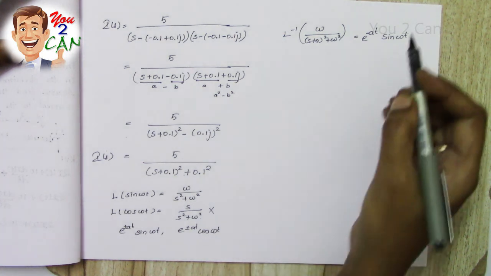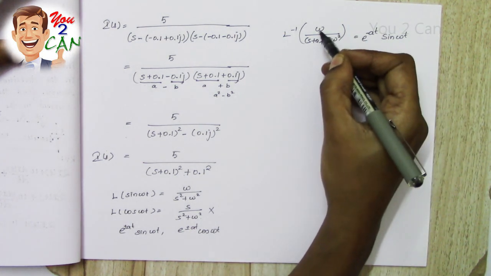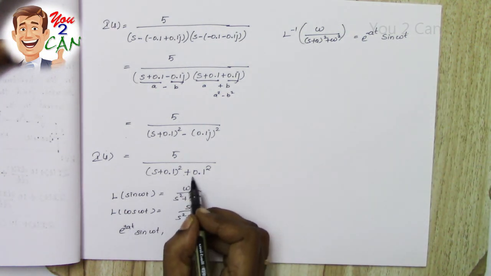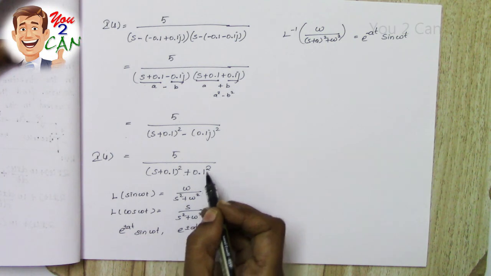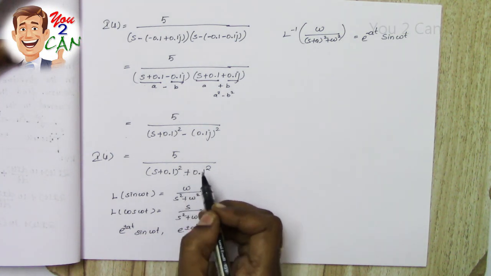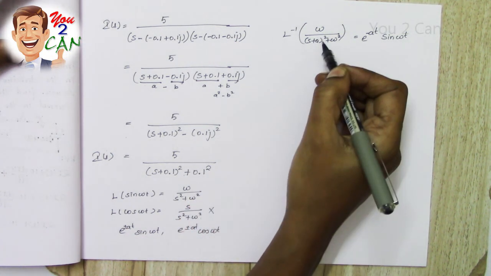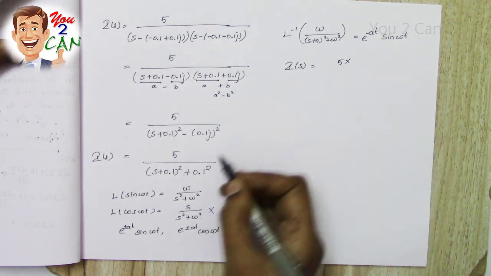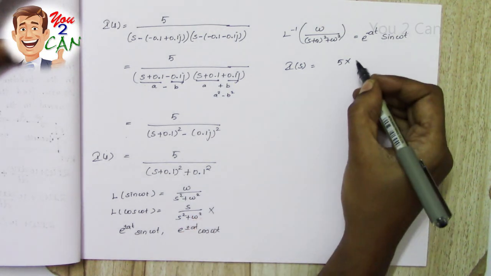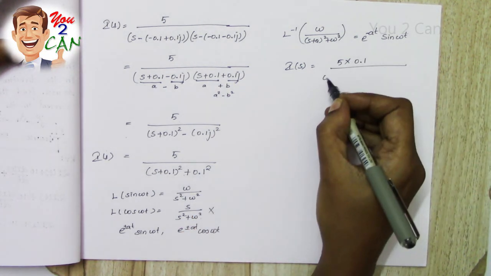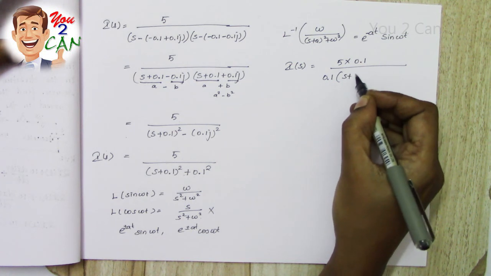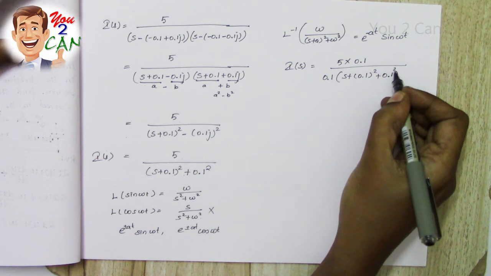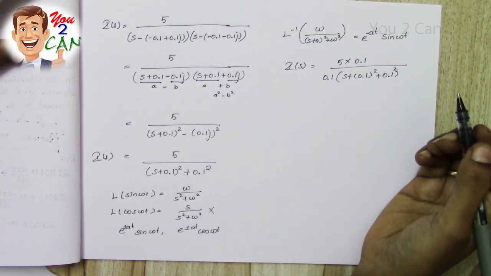Now if you have omega in the numerator you will get this answer, but here what is omega? 0.1. There is no 0.1 term in the numerator, so to make this equivalent to this you have to multiply and divide by 0.1. Here omega, what is omega? 0.1. So multiply 0.1 and divide 0.1 and then write the same. Now what will happen?